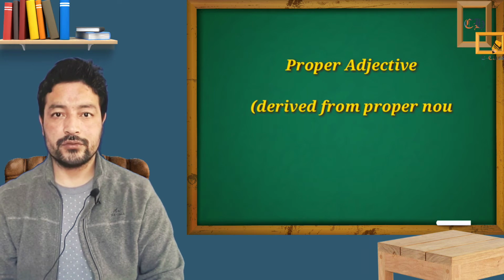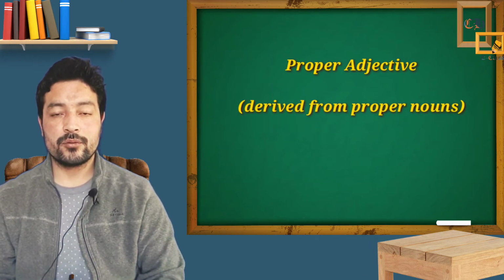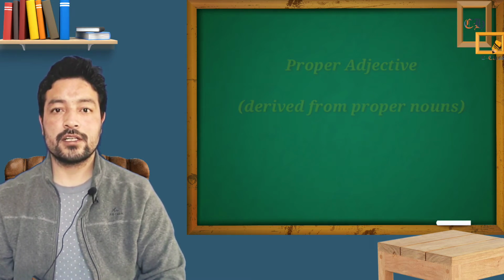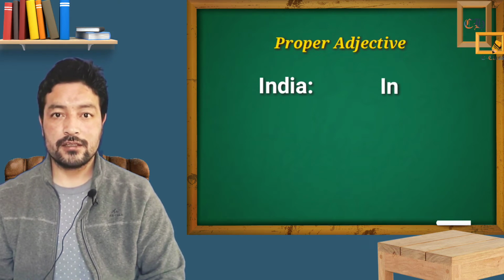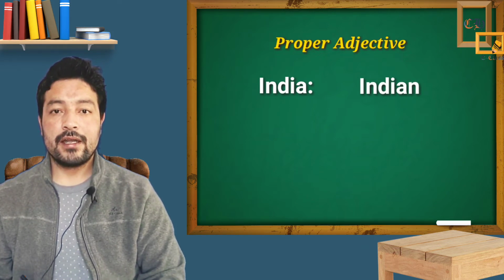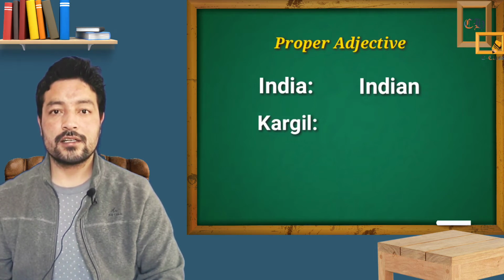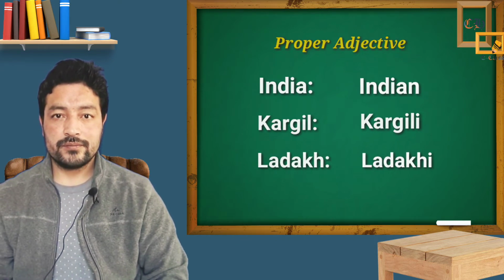Next is proper adjective. The proper adjectives are derived from proper nouns. Let us make proper adjectives from these proper nouns. For example, we have the word India. So what do we call the people who live in India? Indian. So India is a proper noun and Indian is a proper adjective. Kargil is a proper noun. Kargili is a proper adjective. Ladakh is a proper noun and Ladakhi is a proper adjective.